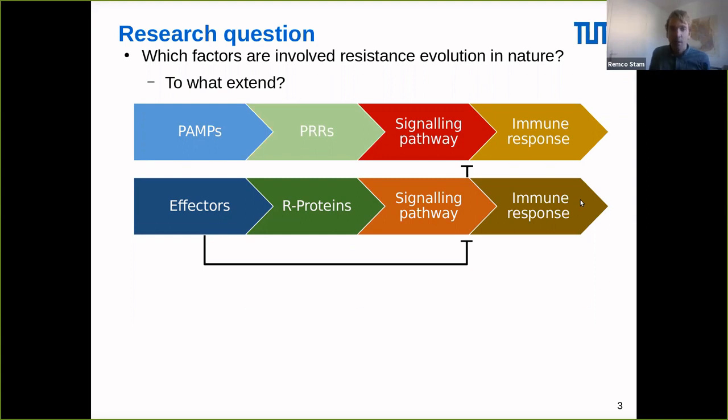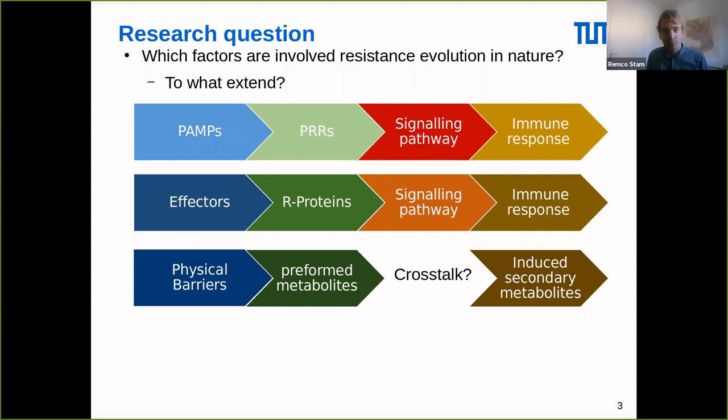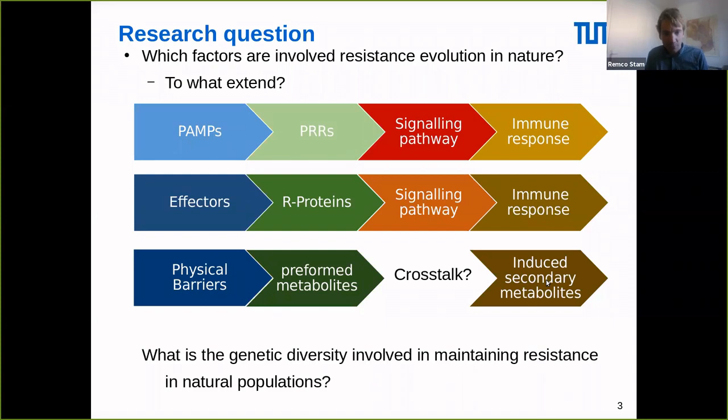PTI from happening, and there is actually a lot more out there that also interacts with the pathogen. There are physical barriers, preformed metabolites that stop growth, toxins, proteases, everything. There's a lot of crosstalk between all these things, and there are a bunch of induced secondary metabolites. So what I really want to understand is what genetic diversity is involved in maintaining resistance in natural populations, and which of these factors play a role, and to what extent. There are a lot of things that interact here, and it's not just one R gene or one PRR doing this. But you've got to start somewhere.